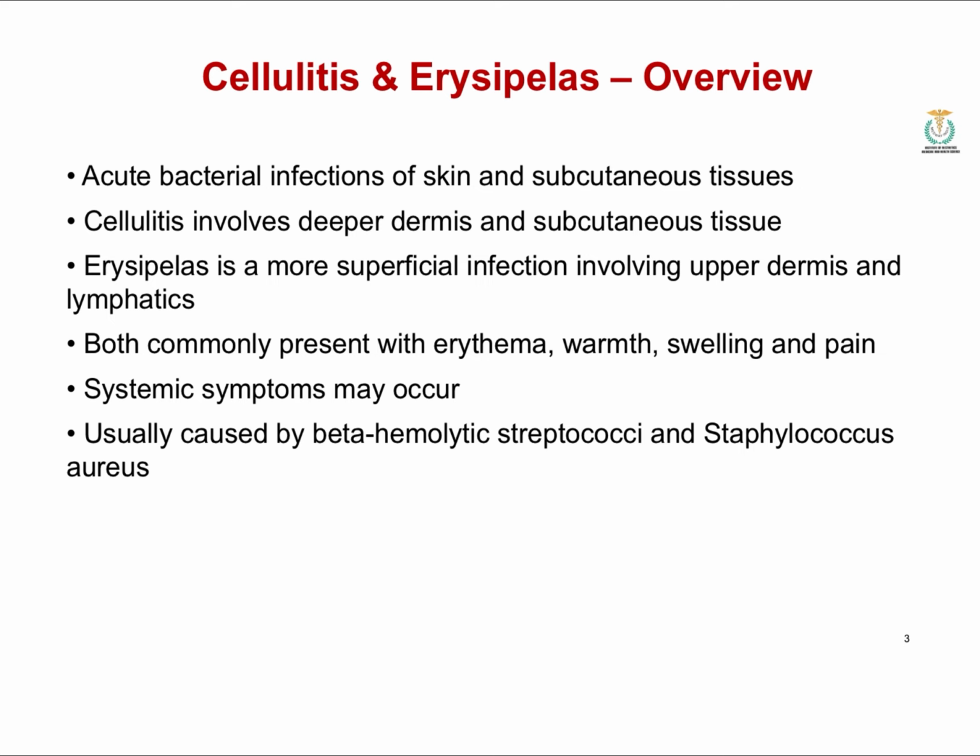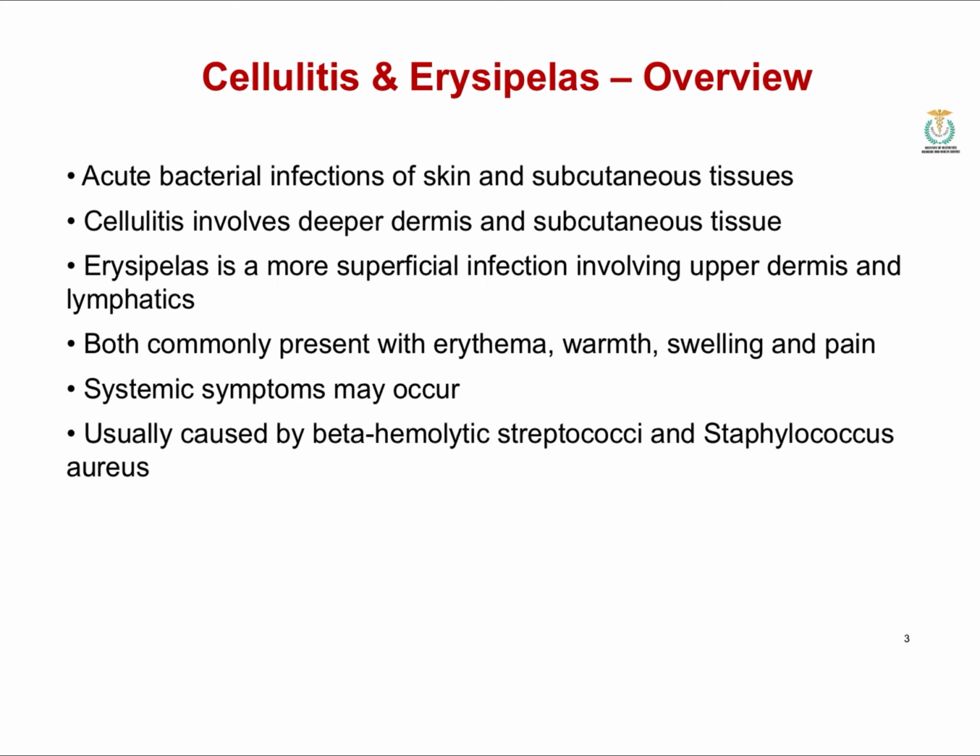Both cellulitis and erysipelas are acute bacterial infections of the skin and underlying tissues. The main difference is anatomical. Cellulitis, as we discussed, involves the deeper dermis and subcutaneous tissue. Erysipelas involves the upper dermis and superficial lymphatic vessels. Both commonly produce erythema, warmth, swelling, and tenderness. The patient may also develop fever, chills, malaise, and regional lymphadenopathy.